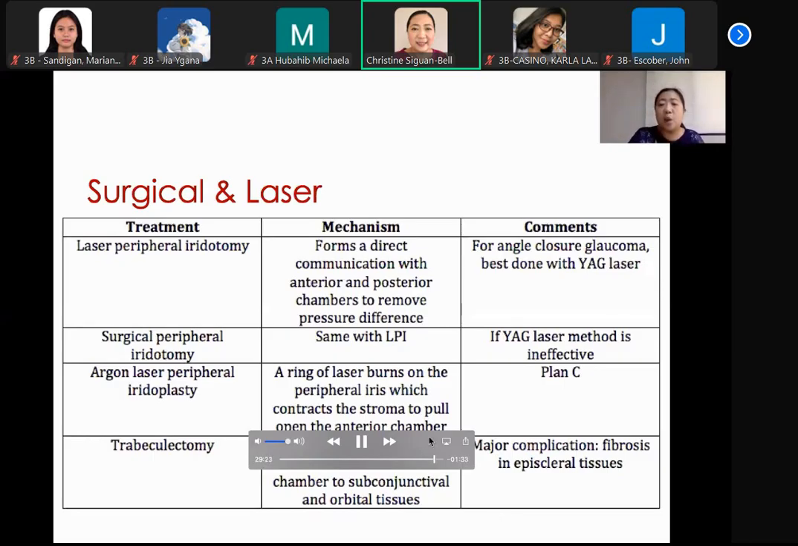Now, for patients with plateau iris, we do the argon laser peripheral iridoplasty. So we actually flatten the iris and pull it away from the trabecular meshwork. For patients that will need surgery, the glaucoma surgical procedure is called trabeculectomy. It allows direct communication of the anterior chamber to the subconjunctival and orbital tissues. It is the glaucoma procedure of choice at this time for patients with glaucoma refractory to medicines or laser procedure.